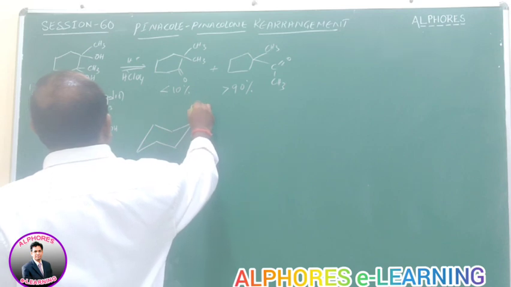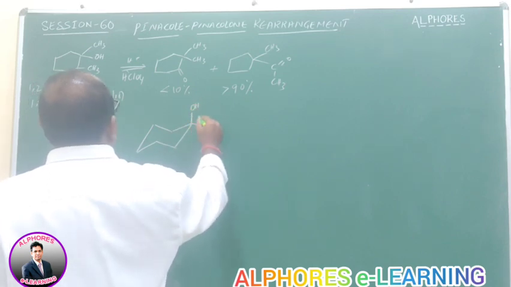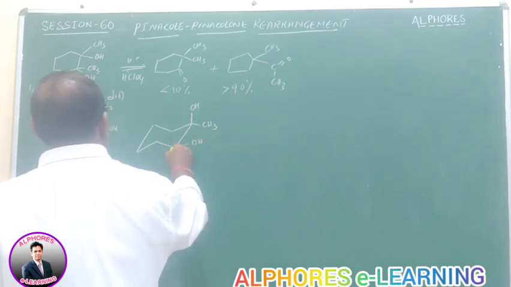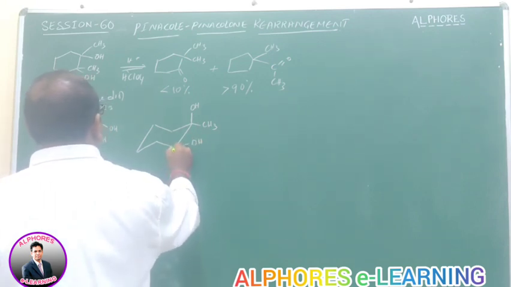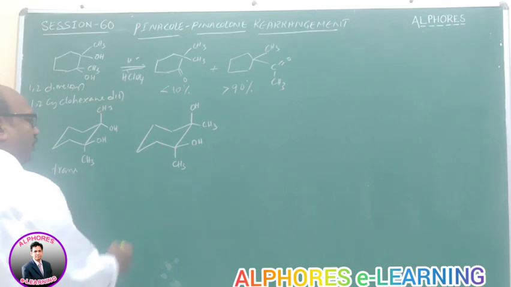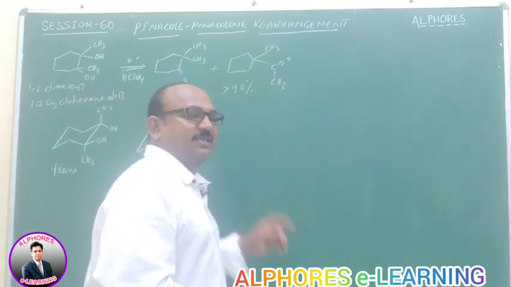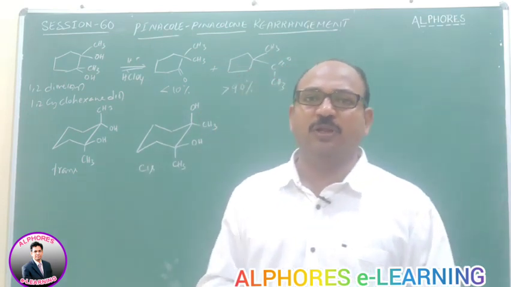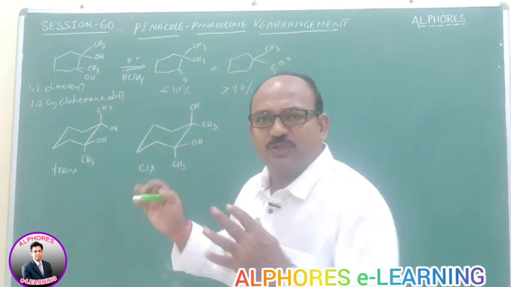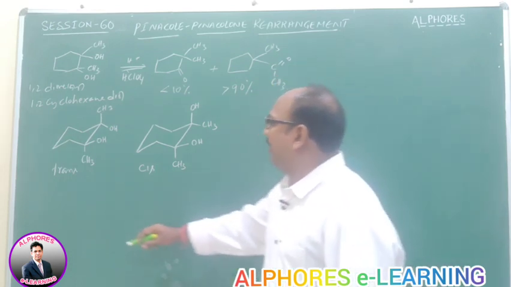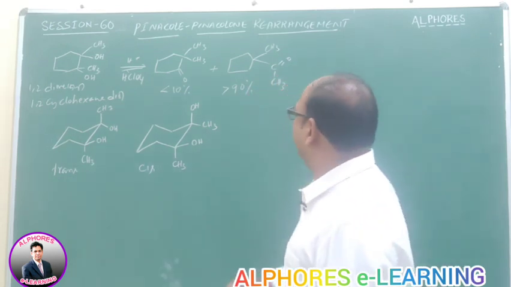In cis conformation, here the OH group is axial and here the OH group is equatorial, and here methyl is axial and here methyl is equatorial. So trans and cis, two conformations are possible. Now let us see, for these two conformations, how the mechanism proceeds. I am going to consider the trans conformation first.